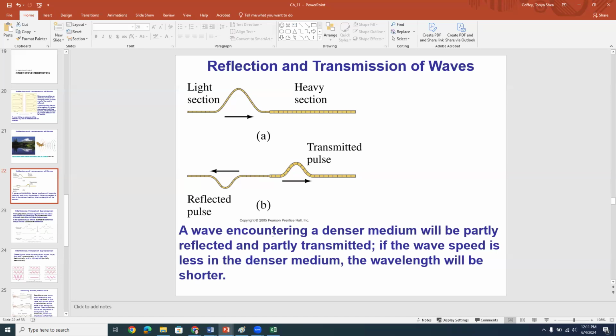Okay, so if a wave encounters a denser medium, as shown here, where the mass per unit length of the rope is lighter on the left and then a heavier section on the right, then it's going to be partly reflected and partly transmitted. So you'll see a reflected pulse and a transmitted pulse. And if the wave speed is less in the denser medium, then the wavelength is going to be shorter.